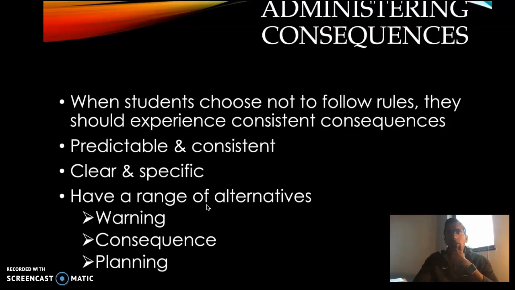Now, when you administer consequences, it's important that when students choose not to follow the rules, they experience consistent consequences, okay? These need to be predictable and consistent. You can describe this at the beginning of the year when you're setting up your classroom management system, and we'll go into some examples of consequences. But have multiple tiers for these alternatives. It can't just be a jump to an immediate consequence. It might be that you need to provide a warning at first, and then the consequence, and then include a plan for how we might avoid the consequence when it is administered.